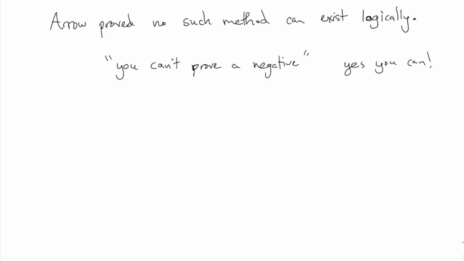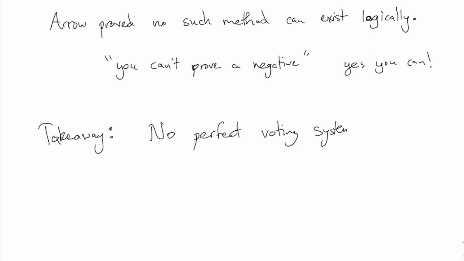All right, the takeaway here is no perfect voting system can exist. And this is what you can tell your friends at lunch. No perfect voting system can exist.